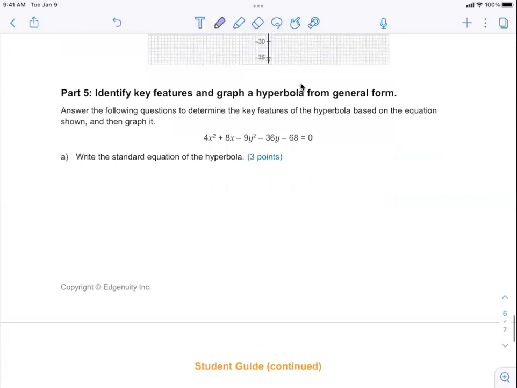Part 5, identify key features and graph a hyperbola in general form. Answer the following question. So the standard form of the hyperbola, same thing as we did before, we're going to have to complete the square. And this one will be equal to 1 as well. It's very similar to an ellipse, but instead of a plus sign, we have a minus sign.